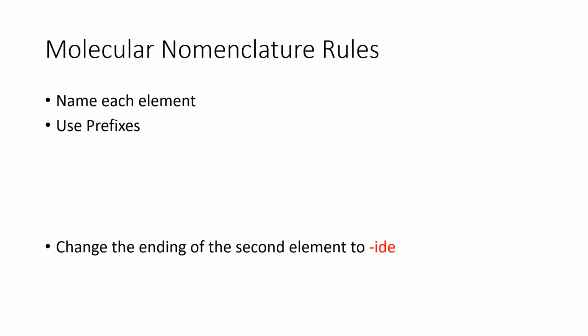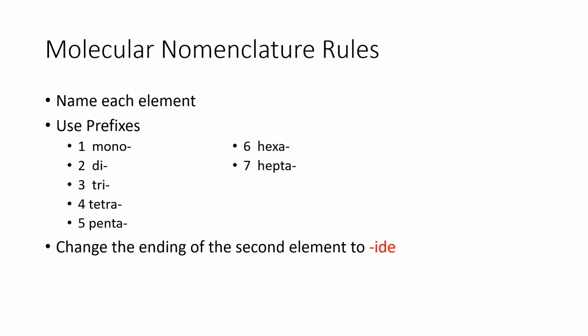Your molecular nomenclature rules are that you're going to name each element, and use prefixes to determine how many of that element you have. Remember your metric prefixes. 1 is mono, 2 is di, 3 is tri, 4 is tetra, 5 is penta, 6 is hexa, 7 is hepta, 8 is octa, 9 is nona, and 10 is deca. The first element you're going to name as is, but you're going to change the ending of the second element to IDE.